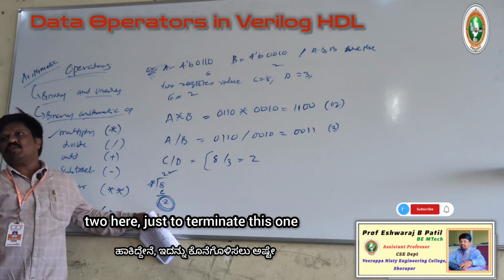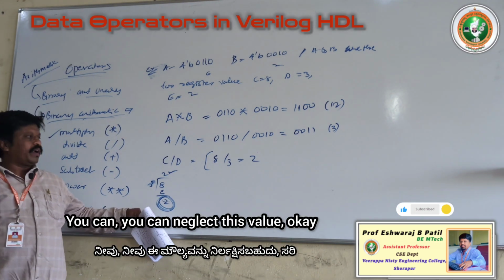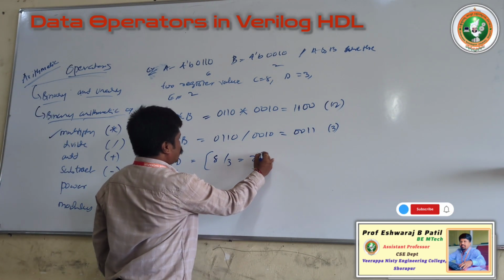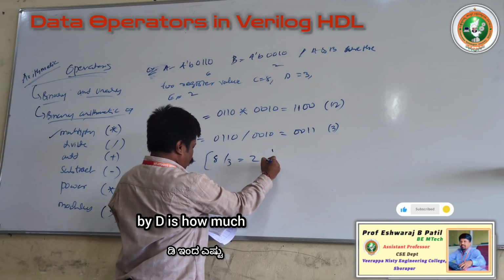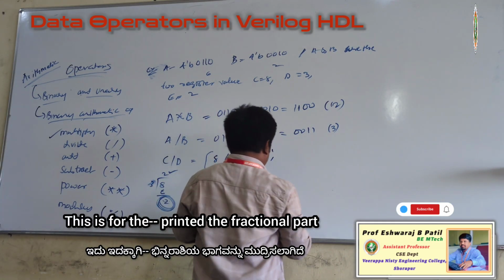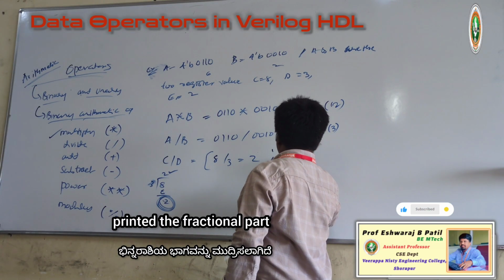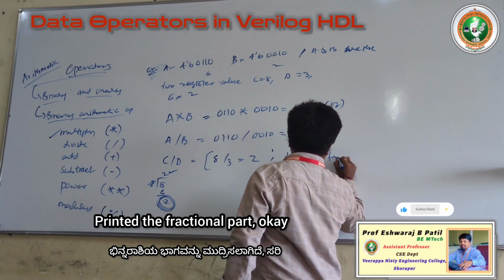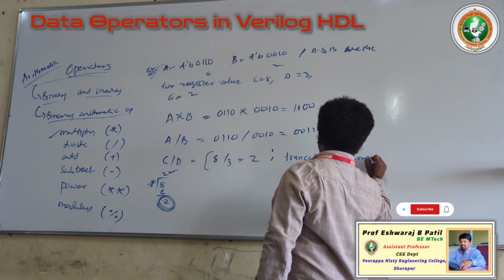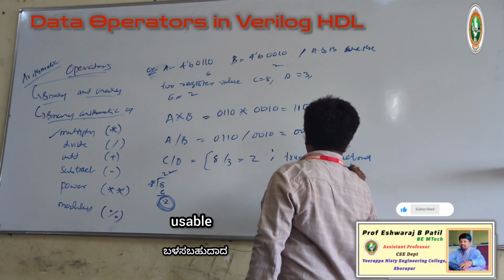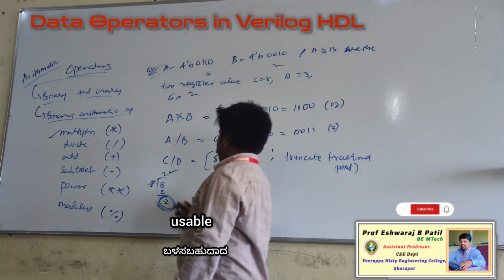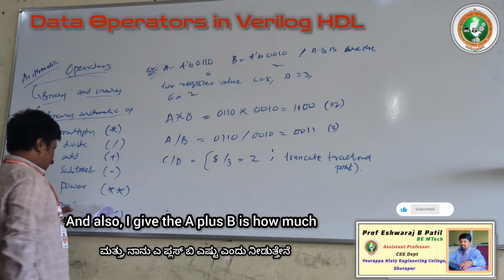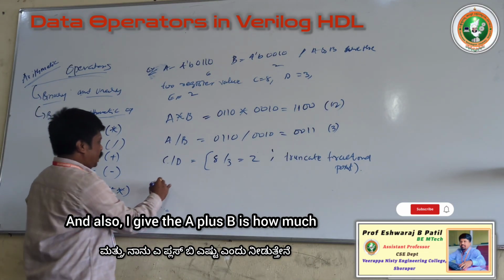Just to terminate this one, you can negate this value. Then C by D is how much? 2. This is for truncating the fraction part. We are going to truncate the fraction part.